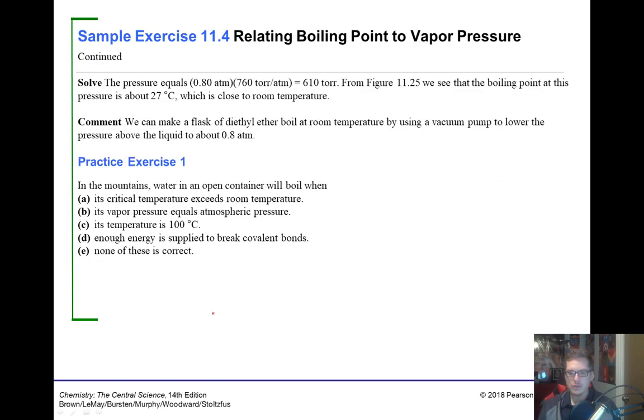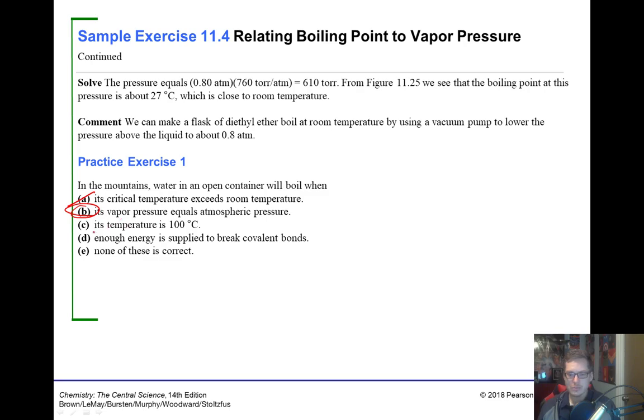It shouldn't be too difficult. It says, in the mountains, water in an open container will boil when its critical temperature exceeds room temperature. Well, that's just silly. We're not saying anything about critical temperature. Okay, its vapor pressure equals atmospheric pressure. Well, that should sound really familiar. That is the definition of boiling. So that's got to be at least one of the answers.